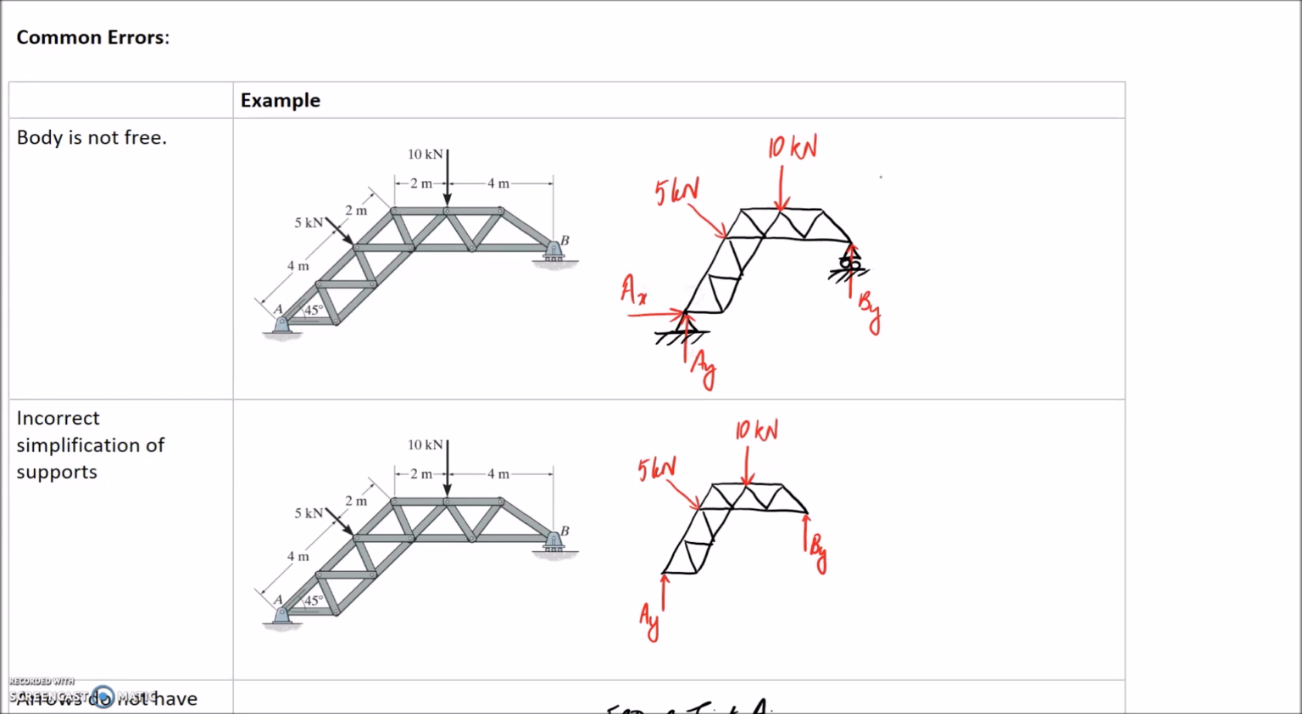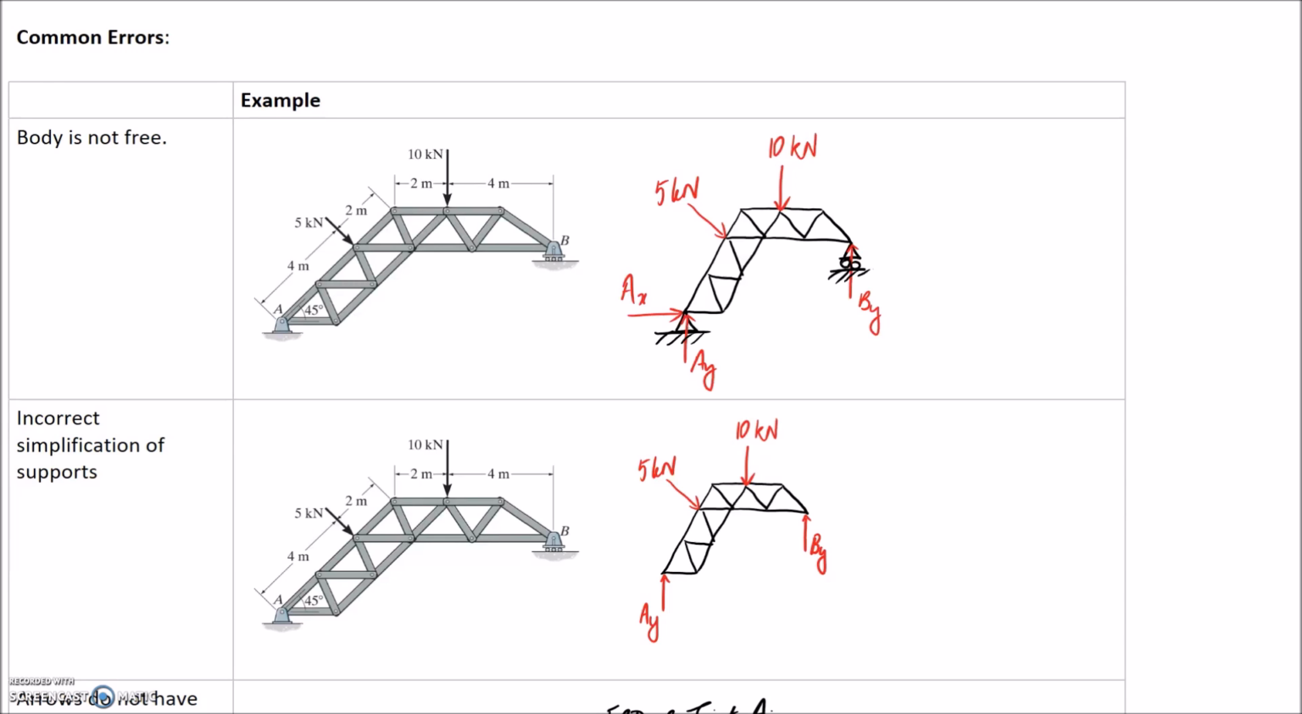What we can see is someone's tried to draw a diagram of the overall truss, and we can still see the supports pictured in this diagram. So that's what the mistake is, all right? It shouldn't be supports in this diagram whatsoever, because we've replaced the support with the AX, AY, and BY forces.